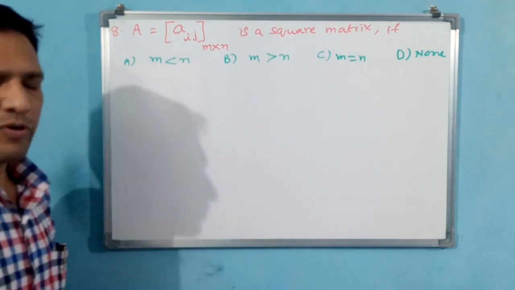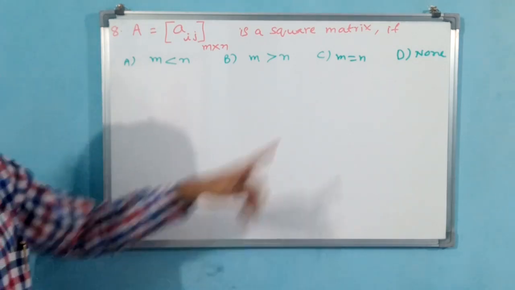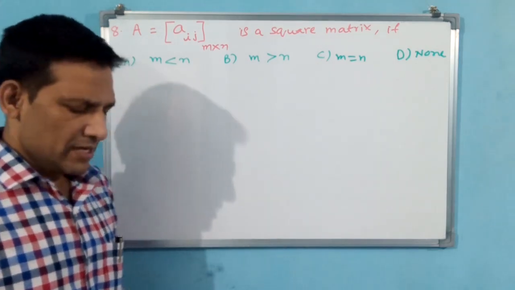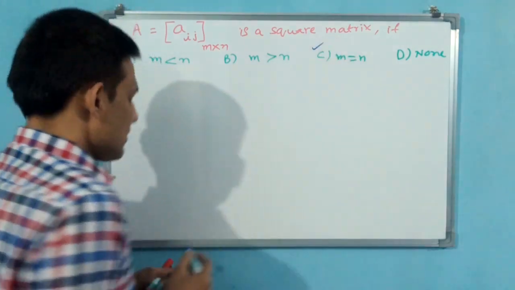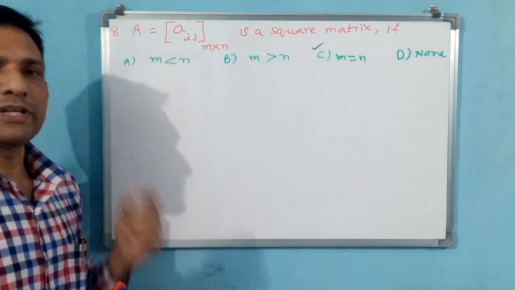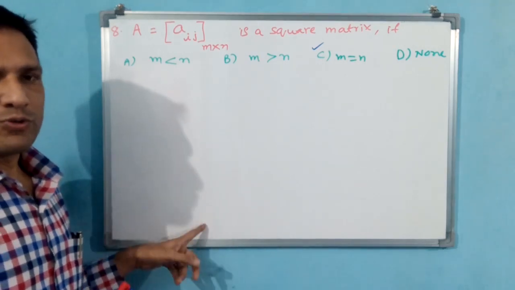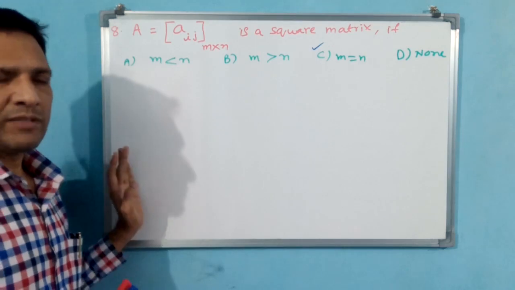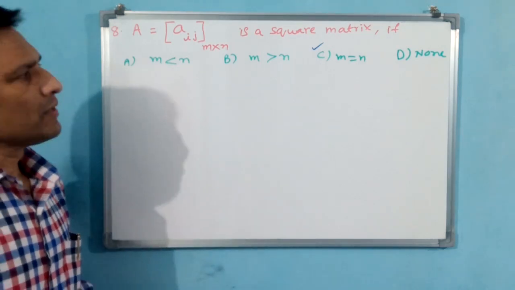Why? Because for a square matrix, rows and columns will be the same. M is equal to N. Then what are you going to put as the answer? C. M is equal to N. In a square matrix, the number of rows and the number of columns are both the same. 1 into 1 is a square matrix, 2 into 2 is a square matrix, 3 into 3 is a square matrix, 4 into 4 is a square matrix. Like that, square matrices will be there.